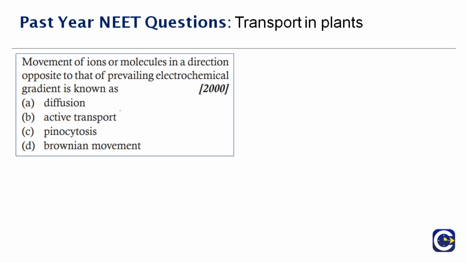Now let's move to the next question. This question was asked in the year 2000. Movement of ions or molecules in a direction opposite to that of the prevailing electrochemical gradient is known as. Now, what do you mean by electrochemical gradient? How can you define it? Do you have an answer?